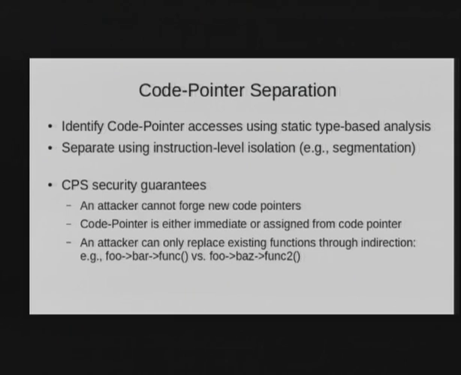A code pointer is either an immediate, as encoded in the instruction itself, or assigned from another code pointer. There cannot be any attacker-controlled or attacker-constructed code pointers in that safe memory area. The capability that remains to the attacker is that the attacker can replace existing functions through indirection. So, for example, going from foo to bar to func, the attacker can redirect it to foo to bar to func2 and thereby control it.